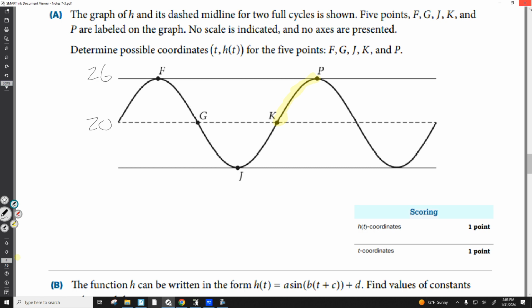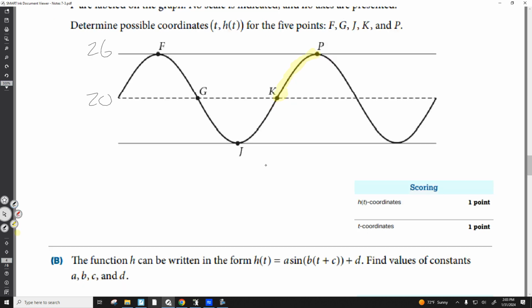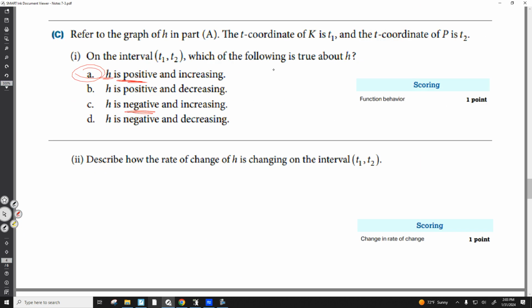But then look at the next question. What does the next question ask? Answer that question and tell your neighbors what the answer to C2 is. How is the rate of change? Bingo. Decreasing because H is concave down. The rate of change of H is decreasing.